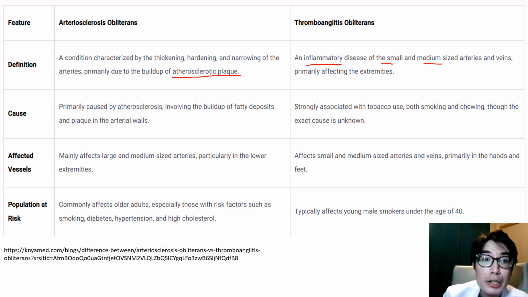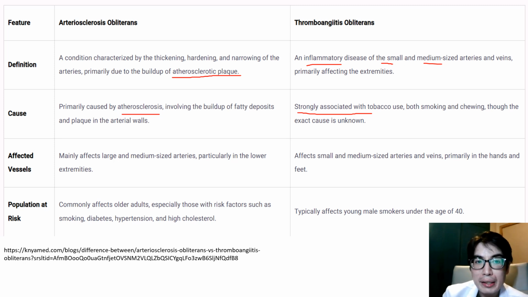The cause of arteriosclerosis obliterans is atherosclerosis, which again is the buildup of fat and plaque in the arterial walls. Thromboangitis is peculiar because the exact cause is not really known, but there is a strong association with tobacco use.